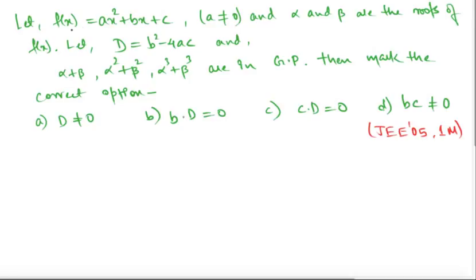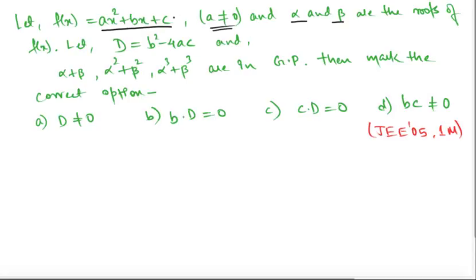Let f(x) be equal to ax² + bx + c. There is a function f(x) which is a quadratic in x and is given in the form of ax² + bx + c, where a is not equal to 0, and alpha and beta are the roots of f(x).